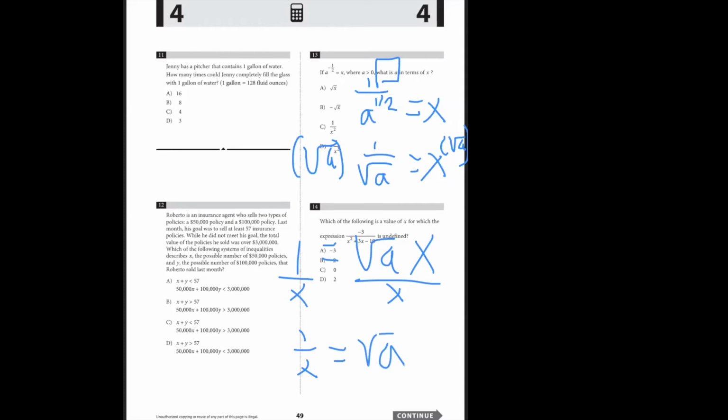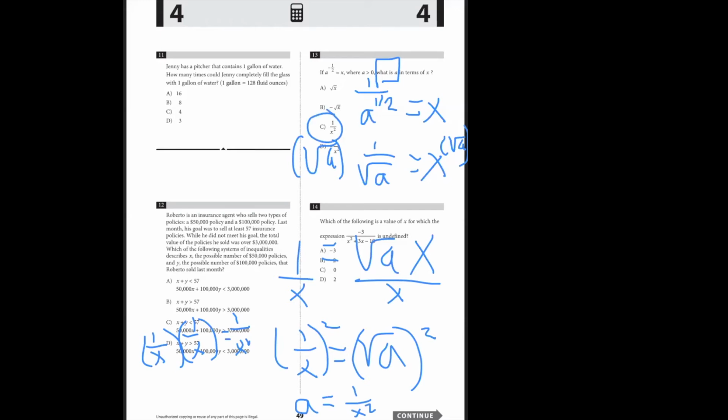And now the only thing we have to do to isolate the a itself is to square this. So when you square that, remember, it's like you're doing 1 over x times 1 over x. So when you do that, you get 1 over x squared. So a ends up being 1 over x squared, and that answer is C. So this is just a review of your manipulation with negative exponents. It's not too bad, but it's there just in case they want to test you and trick you to see if you know it.